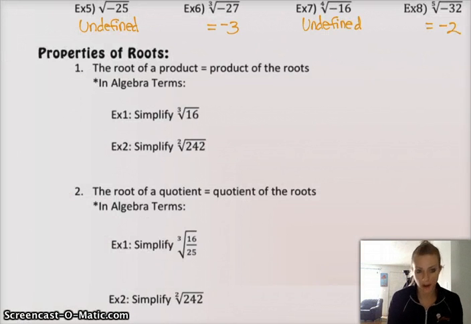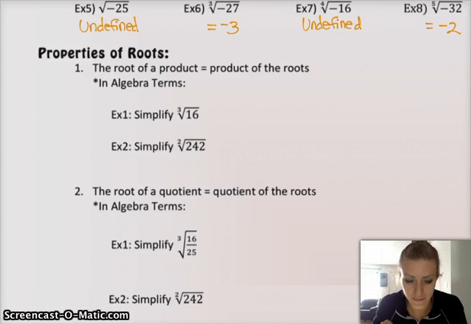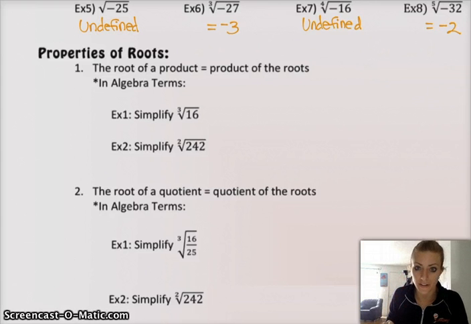Okay, let's go into a couple properties of roots. The first one is that the root of a product, meaning multiply, so the square root of 2 things multiplied together, is equal to the product of the roots, which is multiplying 2 roots together. So basically, if it's multiplication on the inside of a root, then you can break it up into 2 separate roots with multiplication. I'm going to write that down in algebra terms and then show you 2 examples of what that actually looks like with numbers.